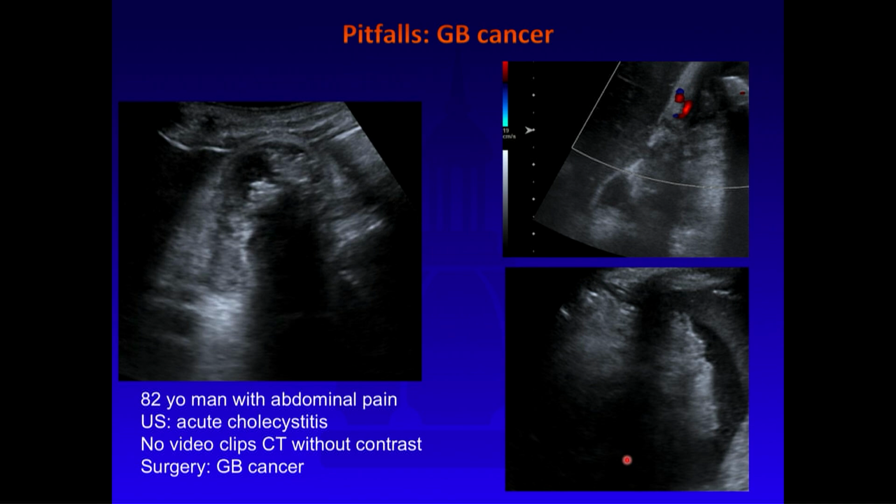In this particular case, the gallbladder cancer was missed. So this was an 82-year-old man with abdominal pain, and the ultrasound was read as acute cholecystitis because there's gallbladder wall thickening, there are shadowing stones, and this area was probably overlooked. Now, one clue perhaps in retrospect we should have thought about is there was ascites. So anytime there is ascites, always look carefully, unless the patient has obvious cirrhosis, because it could be a potential sign of malignancy. And there were no video clips obtained at the time either. And this patient had surgery, and unfortunately had gallbladder cancer.